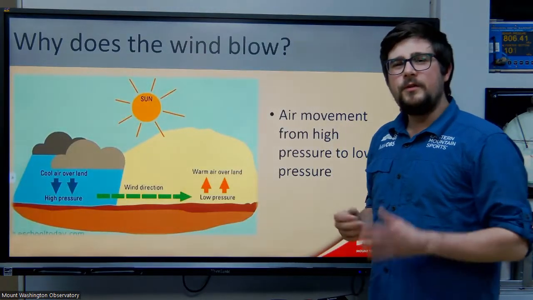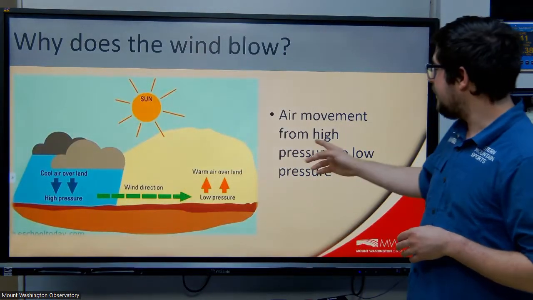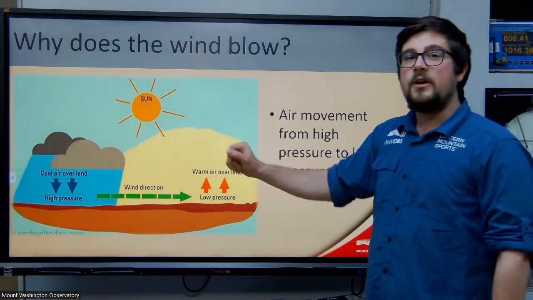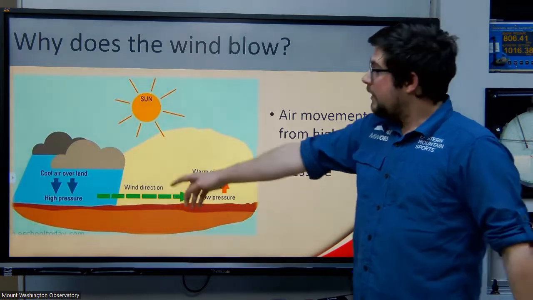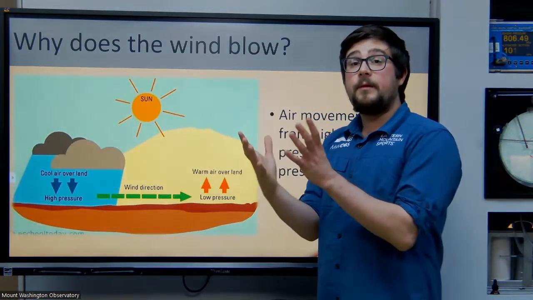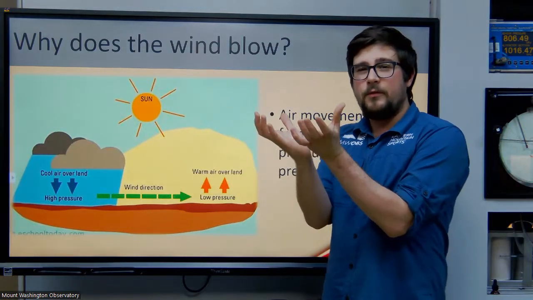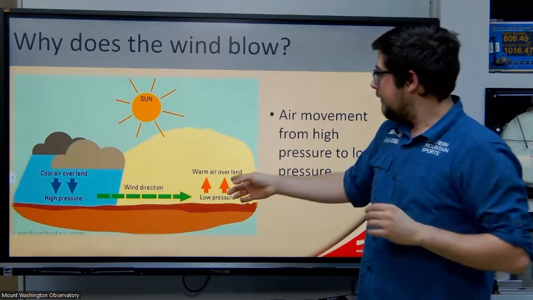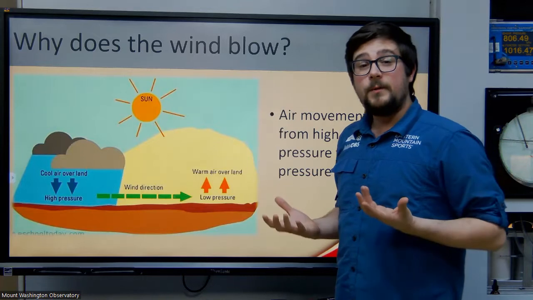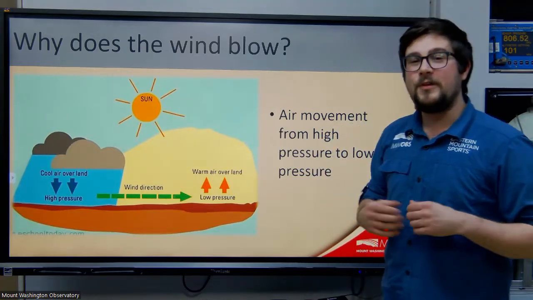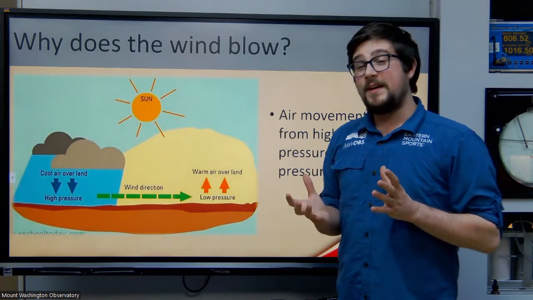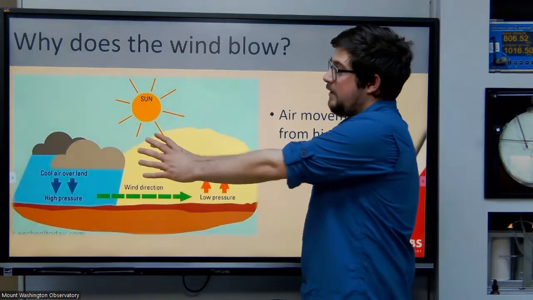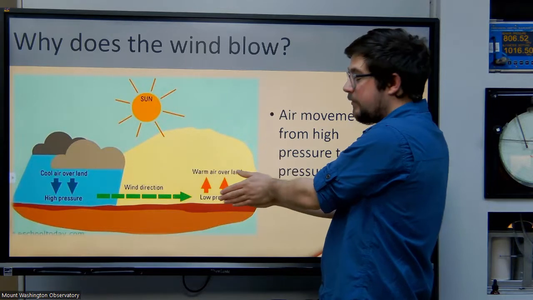So the first question, why does the wind blow? Wind is simply the movement of air from high pressure to low pressure. This little diagram here shows just that. It shows an area of high pressure. Again, remember, high pressure is that cold, dense air with air molecules spaced nice and close together, tightly packed in. Low pressure is warmer air, where the air particles are less tightly spaced together. And so what happens is you get an excess of air here, and it moves to an area where there's a little bit less air.